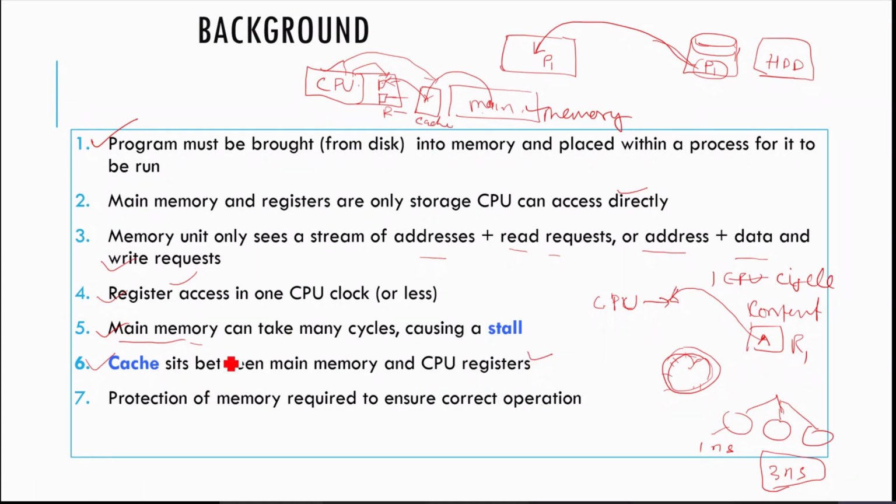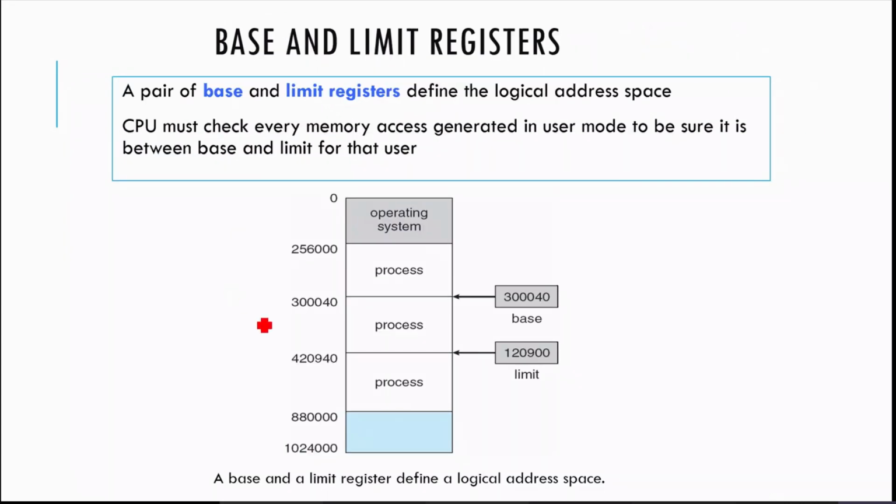Next comes the protection of memory, which is required to ensure correct operation. Protection means that in memory we make partitions, some divisions, so we need some protection. Logical partitions or hardware, we have to have some mechanism to protect each area from the others. For that we use two things that we call the base and limit registers.